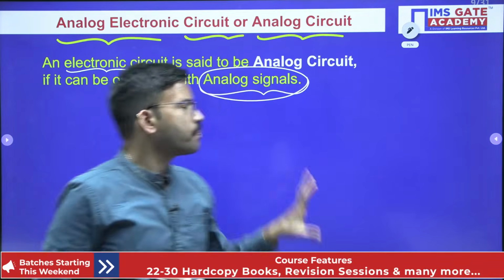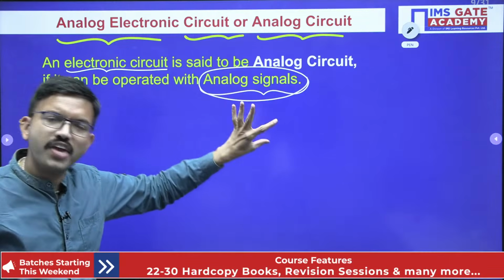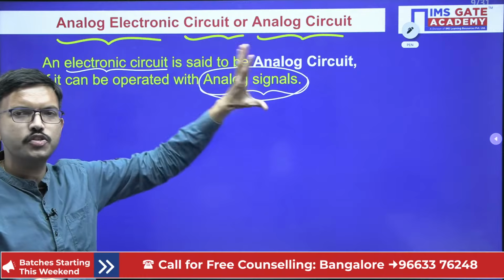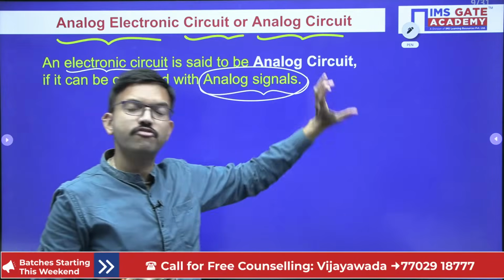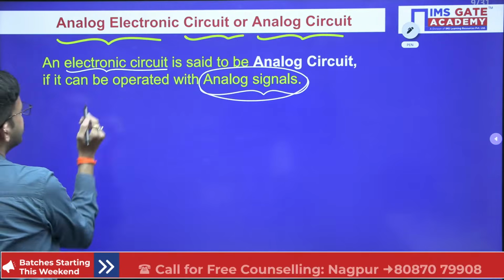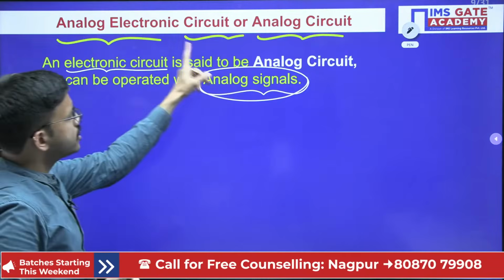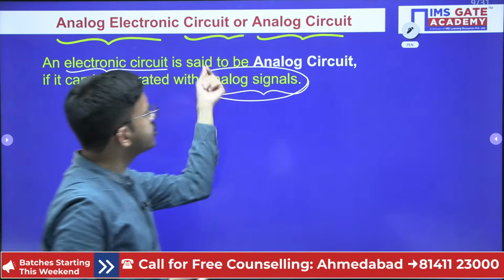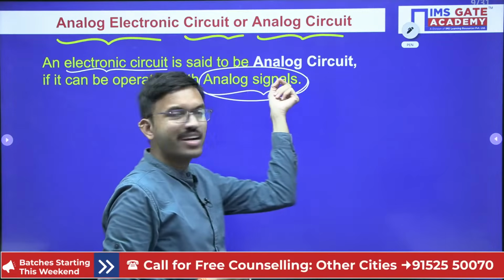Within that range, the signal value could be any value, and whatever output you are getting, that output also could be one of the infinite possible values. Then we will call that electronic circuit an analog electronic circuit, or in simple words, in short, an analog circuit.